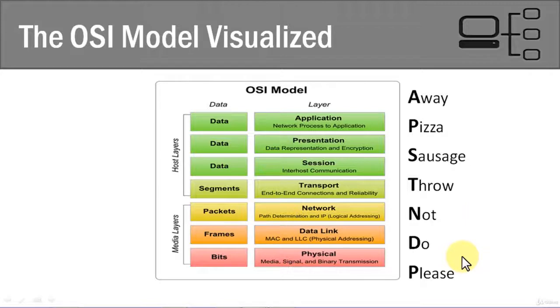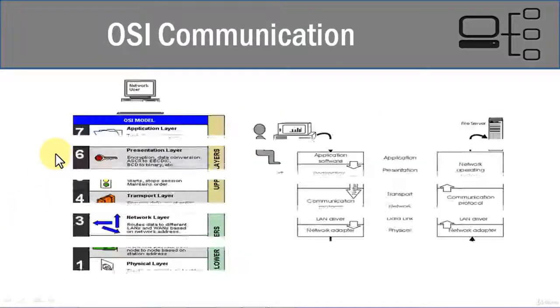So if you remember little phrases like this, like please do not throw sausage pizza away, or programmers do not throw sausage pizza away, it's a really good way to memorize these layers because there are 7 of them to memorize. So now let's go ahead and jump to the next slide.